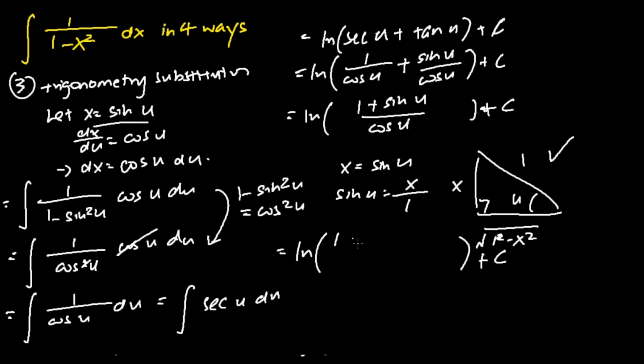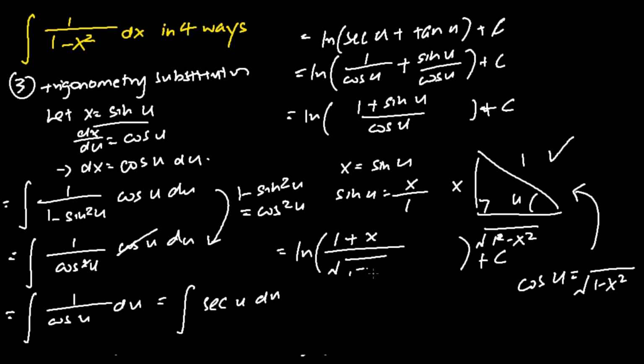I know that my sine u is x. How about my cosine u? My cosine u, in terms of the right angle here, is the adjacent over the hypotenuse. So adjacent is the square root of 1 minus x squared, and hypotenuse length is 1. So basically I have the final answer, which is as follows: the ln of (1 plus x) over the square root of (1 minus x squared), plus c.